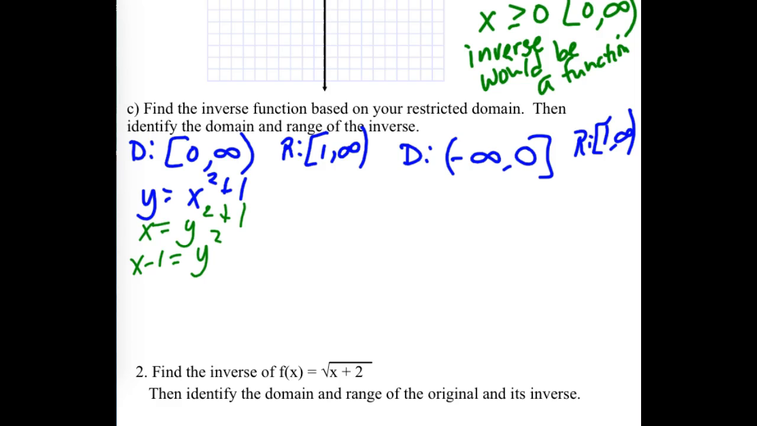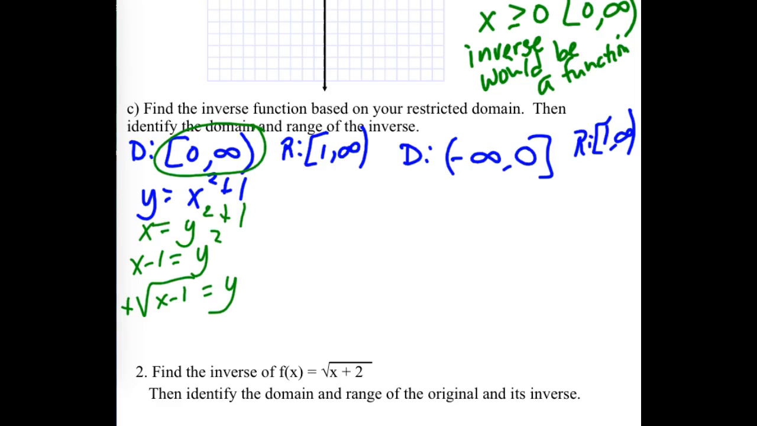We square root. And normally, with just a basic parabola, when we square root that to find its inverse, we would put the plus and minus in front, right? But because we restricted the domain, we are just looking at the positive root for this one, okay? Our x's were from 0 to infinity. We just are looking at the positive part of that.